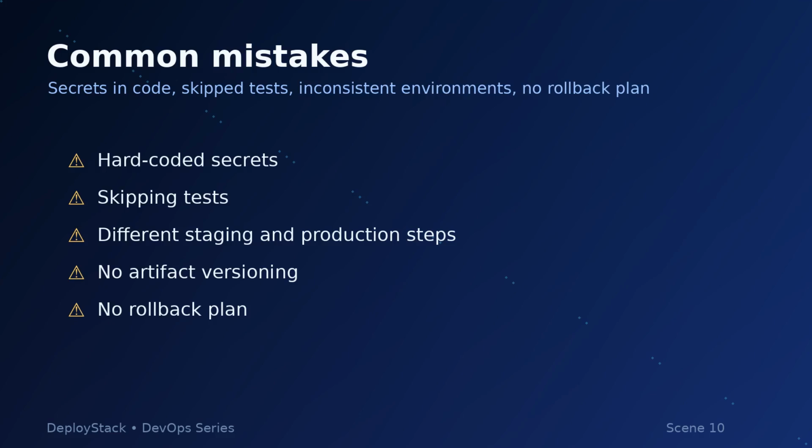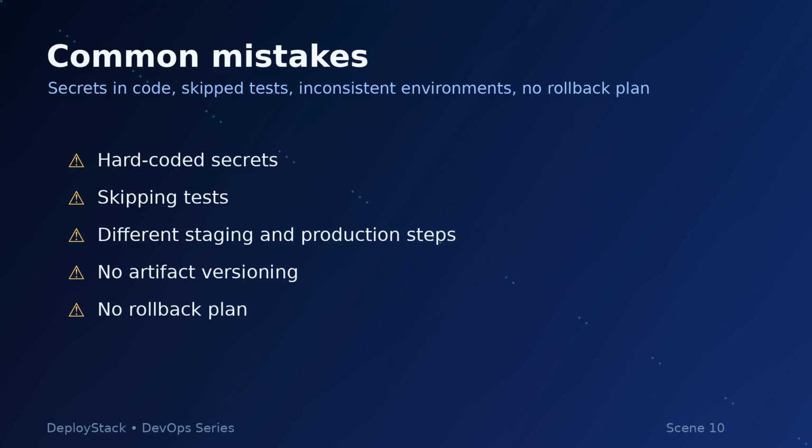Now let us turn this into a real example. Suppose you have a small web API. When someone opens a pull request, the pipeline runs linting and unit tests. When the pull request is merged into main, the pipeline builds a Docker image and pushes it to a registry. When a release is created, the pipeline deploys the image to staging. After someone approves the release, the same image is promoted to production.